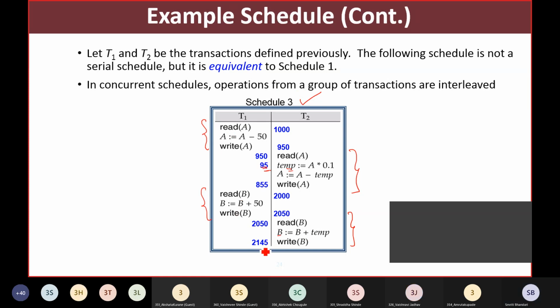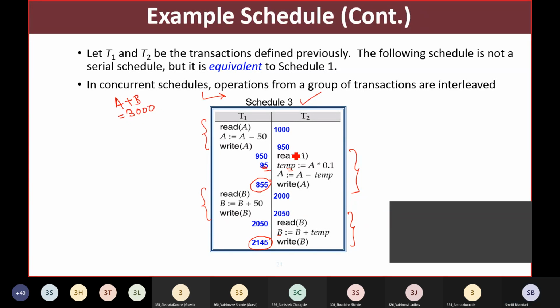And if we look at the ultimate result of this schedule, then what we find is that the final value of A is written by T2 and that is 855. The final value of B that is written by once again T2 is 2145.